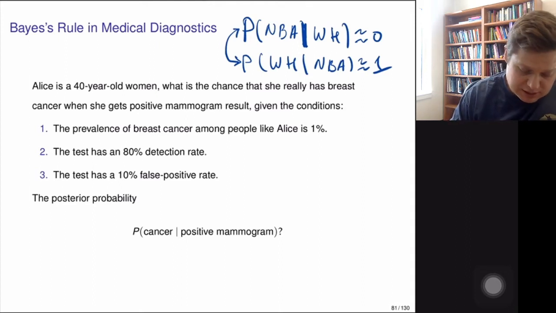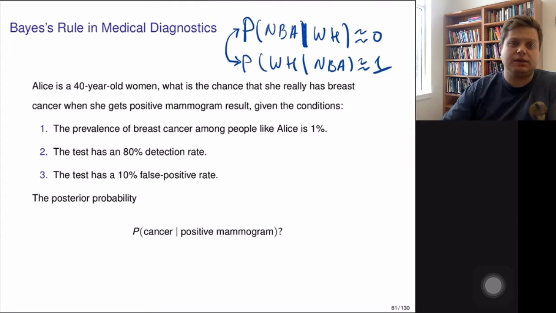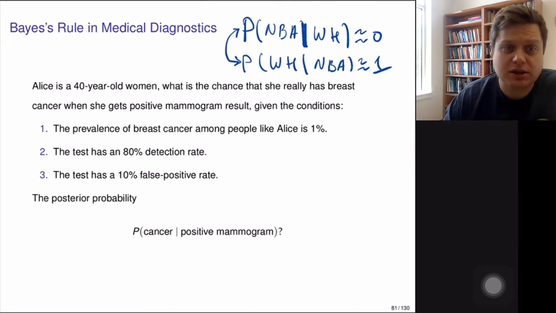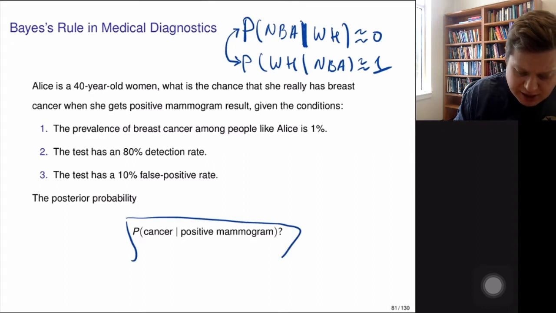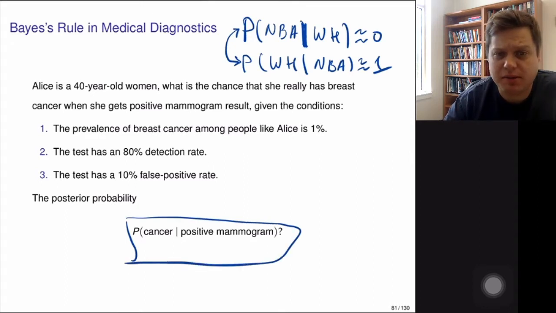Now, let's consider a specific example. Bayes rule applied in medical diagnostics. We have a patient, Alice. She's 40 years old, and she got a positive mammogram. And we would like to answer this question. What is the probability that she has cancer given that she has a positive mammogram?